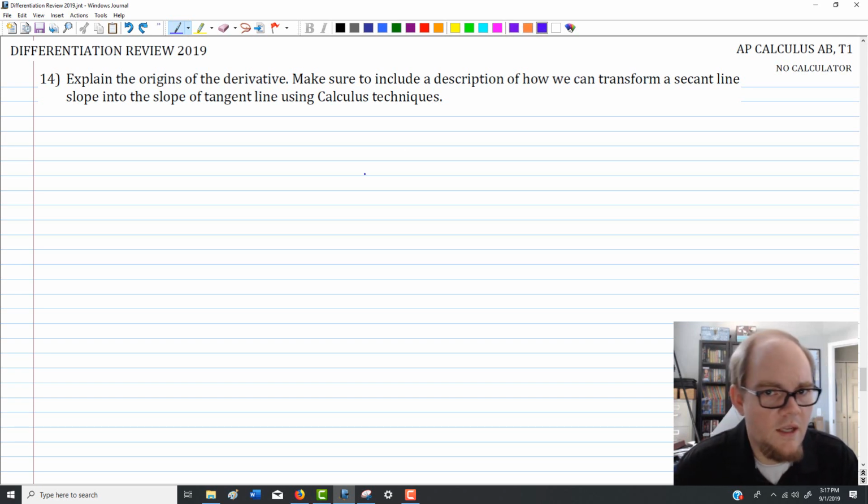Question number 14 then asks you to do something a little bit differently. This one asks you to explain the origins of the derivative, kind of like the origins of Captain America, but in this case the origins of the derivative. It says to include a description of how we can transform a secant line slope into a tangent line slope using calculus techniques. I'm not going to write this all out. I'm not as concerned about that part. I think that you should be able to do that though. Instead, I'm just going to draw a picture and talk you through it, since after all that is the one luxury of a video.